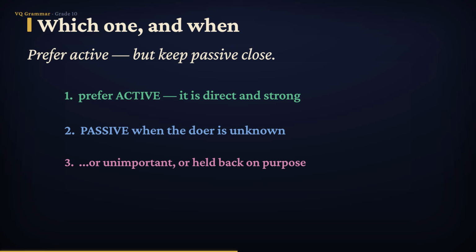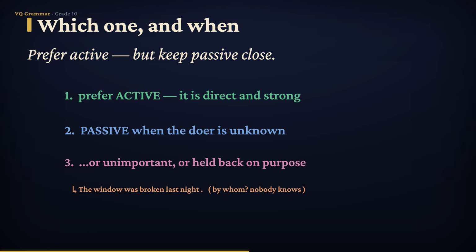Or when you are deliberately holding the doer back. Here is the classic case. The window was broken last night. Who broke it? Nobody knows, and the passive lets you say exactly that without inventing a culprit.